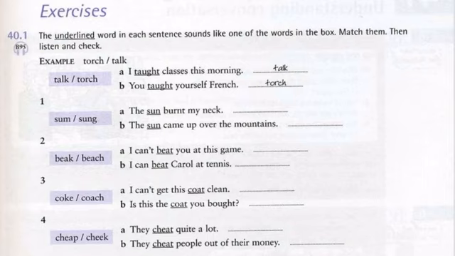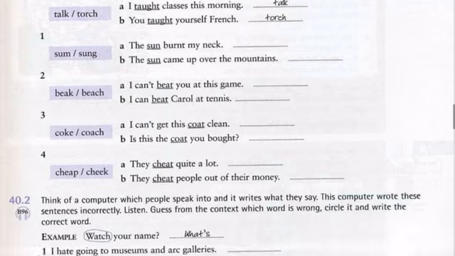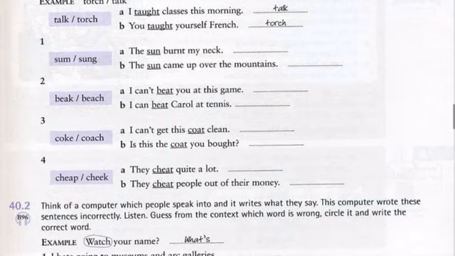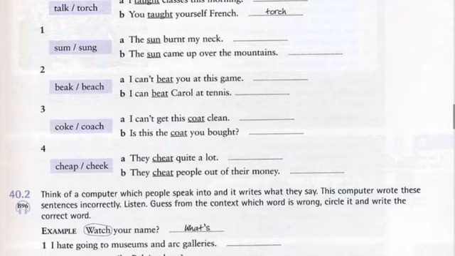"You taught yourself French" will sound like, in fast speech, "you taught yourself French," because the T and the Y, we will have a progressive assimilation, so we'll have a Ch sound instead. And you can go back to the lecture from the Green Book when we talked about assimilation, about regressive and progressive assimilation. So let's do number one.